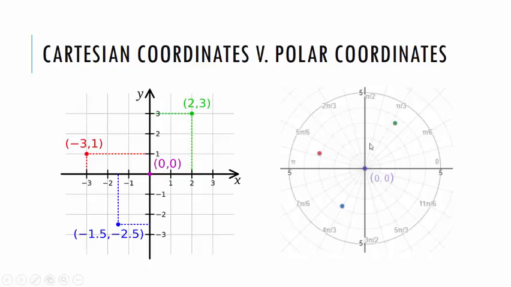I have graphed these same points over on the right. You'll notice 2, 3 in rectangular coordinates or Cartesian coordinates. On the right hand side, we care about the distance to the pole.